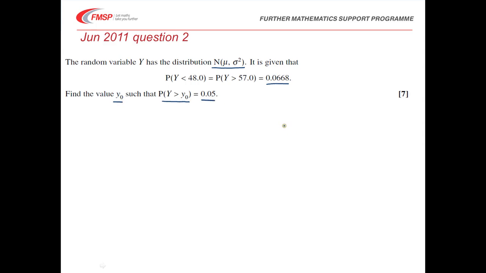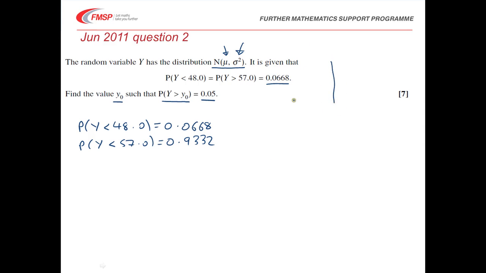With this question, the first thing that we have to do is work out what my parameters mu and sigma squared are. Without those, there's not a lot I can do. So it's a good idea to split these up first of all. I know that the probability of y being less than 48.0 is equal to 0.0668, and I also know that the probability of y being less than 57.0 is equal to 0.9332. I'll just show you with a picture.